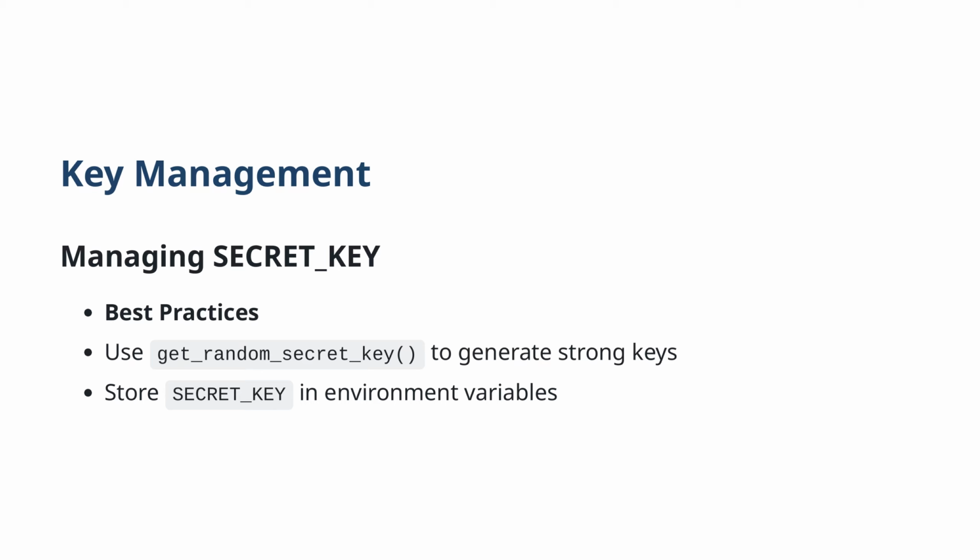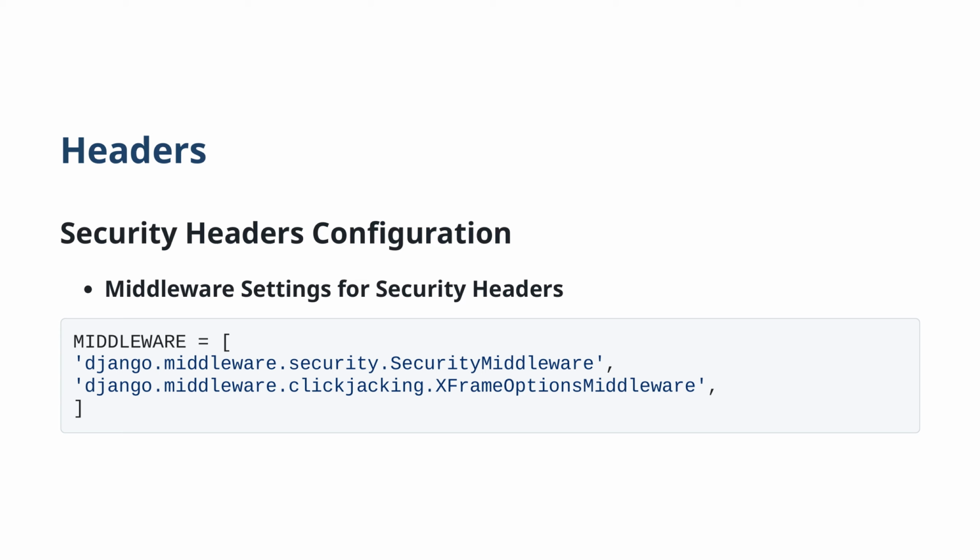managing its keys. In this slide, we will focus on configuring security headers in a Django application. Security headers are crucial as they help protect your application against various attacks, such as clickjacking and cross-site scripting, XSS. To set up these security headers, you need to configure your middleware settings in Django.